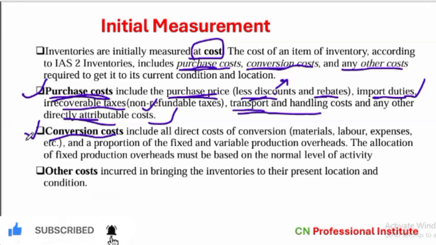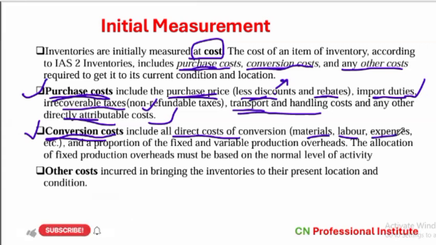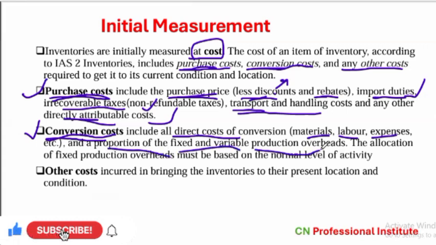We said if the entity decides to manufacture the inventory themselves, then the cost of the inventory will be the conversion cost. Conversion cost includes all direct costs like materials, direct labor, and direct expenses, plus a proportion of fixed and variable production overheads.